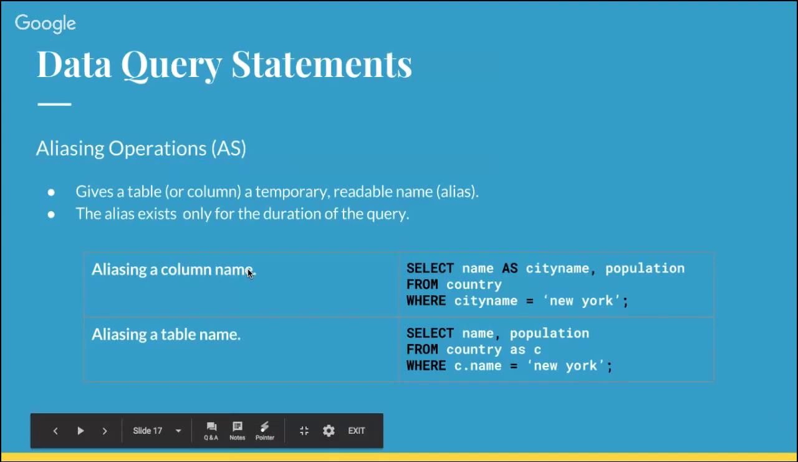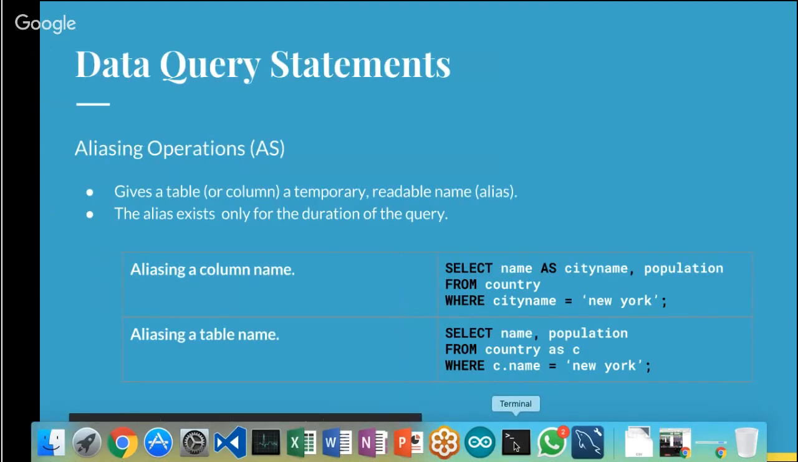You can also alias a table. Example here is you're selecting name and population from country, and you want to alias country to C, and you can use C, like you can use database dot table, right? So C dot name is New York.